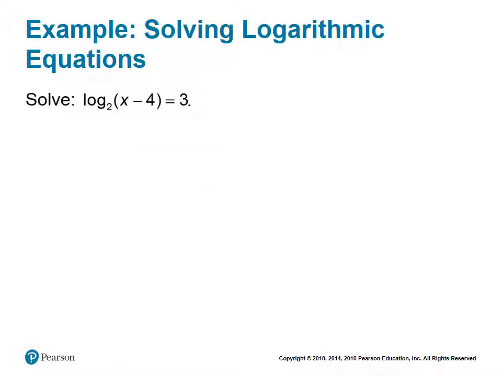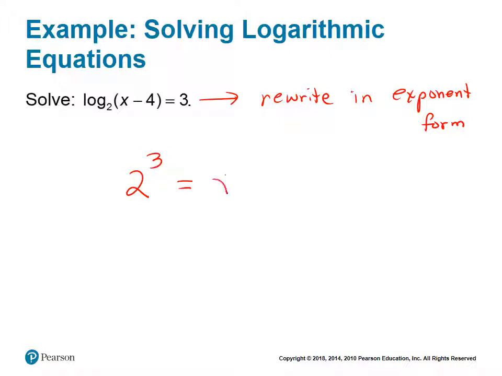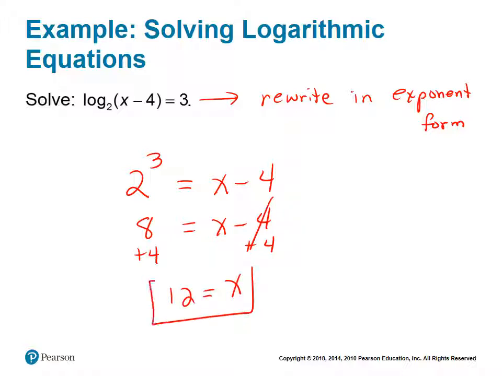Now in this one, we will rewrite the logarithm as an exponent. So we want to rewrite this in exponent form. So by definition, we know that the base in that log is the 2. The exponent is the 3, and that is equal to the x minus 4. Now 2 to the third is 8. When we multiply that out, we will then add 4 to both sides. X equals 12. And again, that positive 12 is a permissible answer.